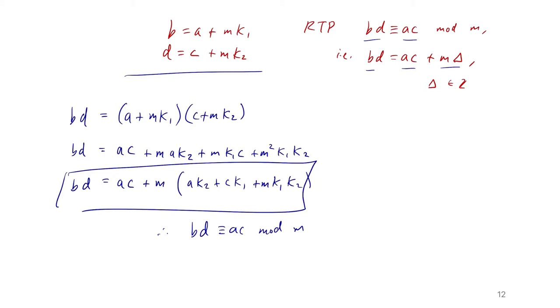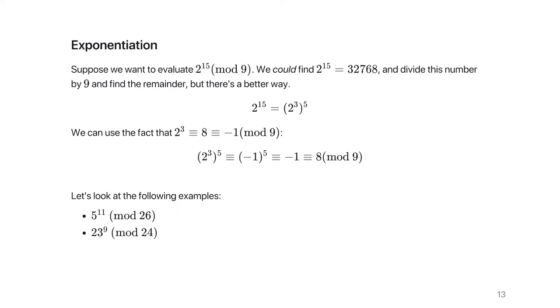Cool. Okay, and again, this exact proof is in the textbook as well, so if you want to look back at that, it's there. Okay, we've talked about addition, which essentially means we also talked about subtraction because it's the same sort of thing. We've talked about addition and multiplication, and now we want to talk about exponentiation.